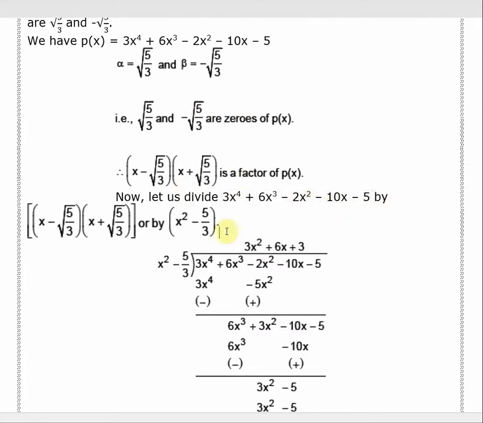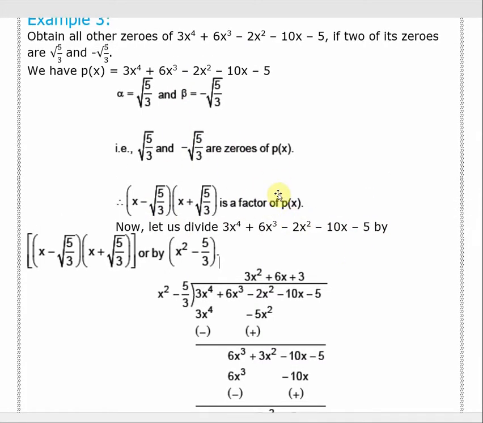Now what I have just told you, I will repeat once again. This px has two zeros, alpha and beta. The other two are not given, they are to be found here. Now since alpha and beta are the two zeros, then x minus alpha and x minus beta will be factors of px. If so, then x minus alpha into x minus beta will also be a factor of px. So if we multiply, we get x square minus 5 by 3.